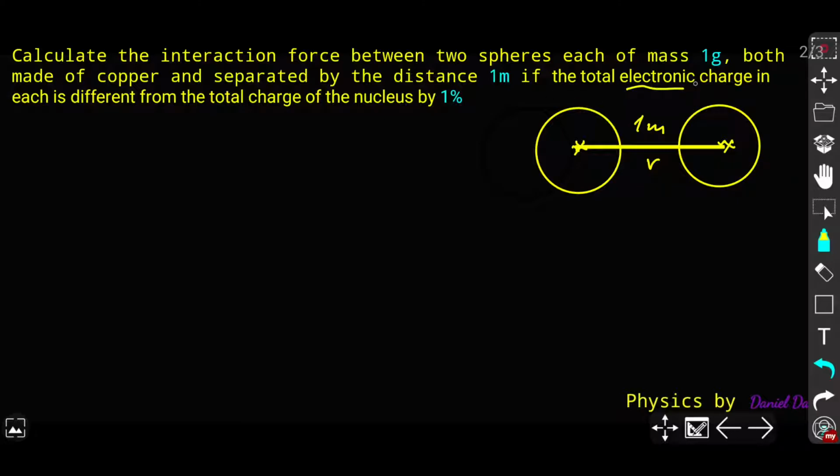For example, if the electronic charge is greater than the total charge of the nucleus, basically the proton charge, there is an excess of electronic gas, right? And what might happen? The electronic gas is free to move, and that means, due to repelling, you'll have most of the electronic charge on the outer parts of the shells of the spheres. And that means the distance of interaction is slightly changed.